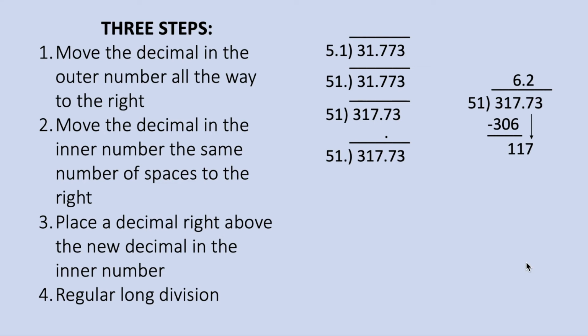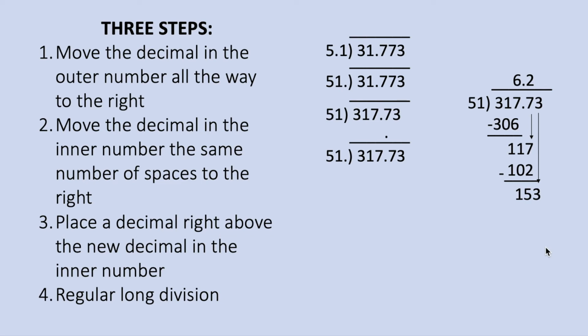And then once you multiply 2 times 51, you get 102. And then you subtract those 2 numbers again, which will give you 15. And then you pull down this 3 to get 153. And then you try to figure out how many times 51 can go into 153.